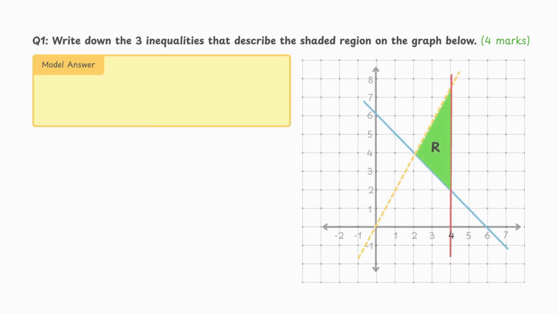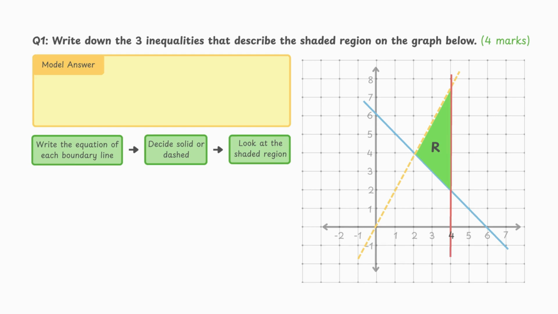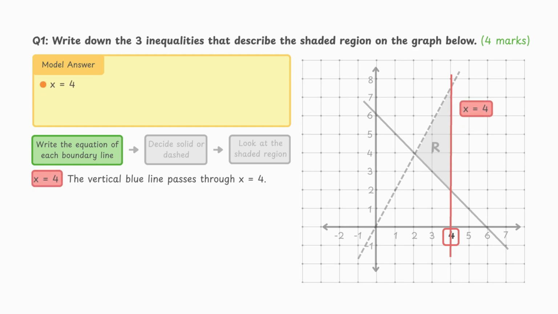Take a moment to carefully look at the graph, and remember, we are not shading this time. We are identifying the inequalities from what we can see. We will follow the 3 green steps. Step 1. Write the equation of each boundary line. Start with the vertical red line. We can clearly see that it passes through x equals 4. So its equation is simply x equals 4.